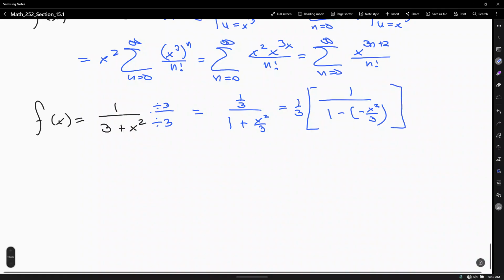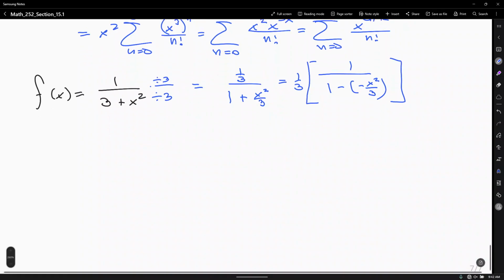And now this looks like 1 over 1 minus u. We're ready to set that u. So that's 1/3 times 1 over 1 minus u, where u equals negative x squared over 3. Okay? So now we're good to go and use the power series for this rational function, which is a geometric series.